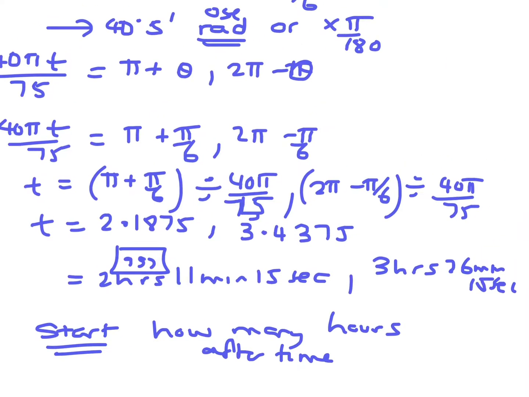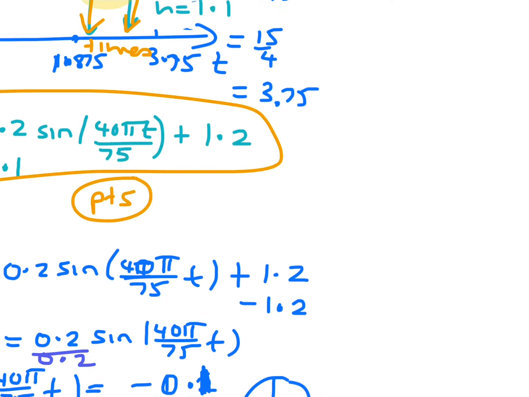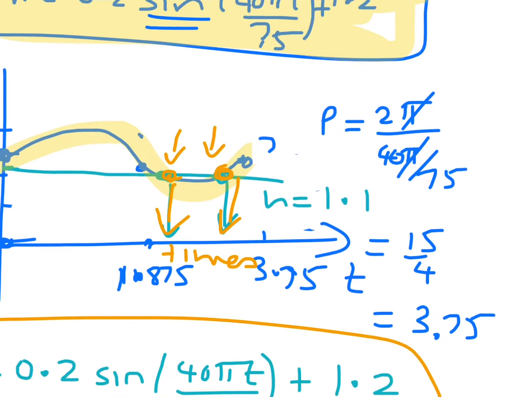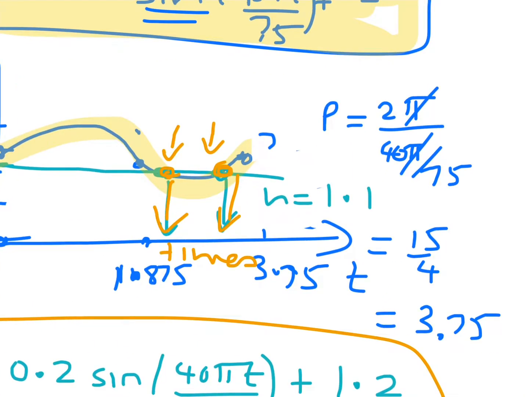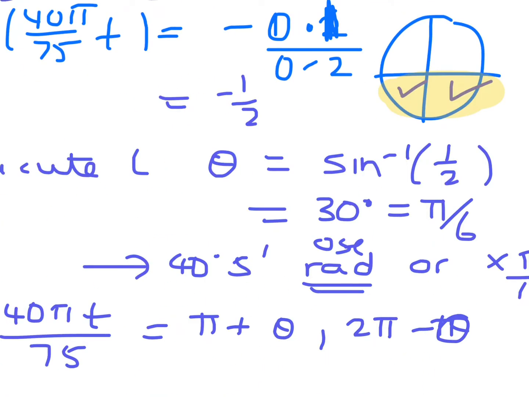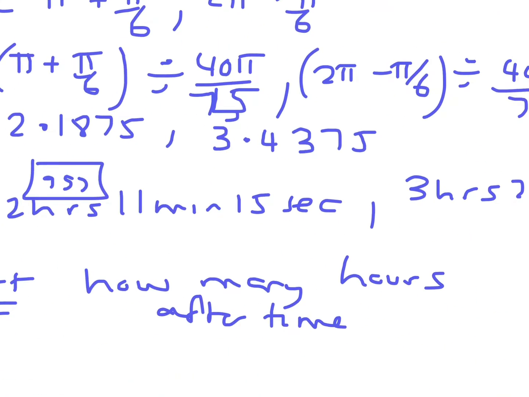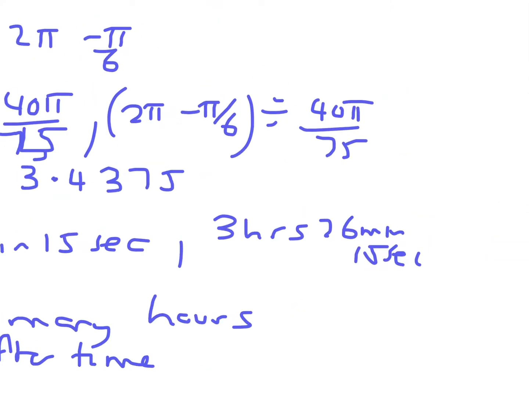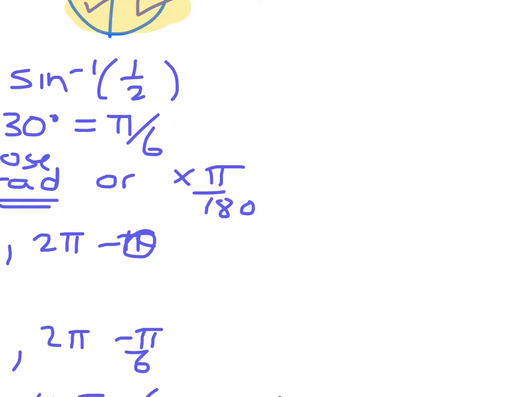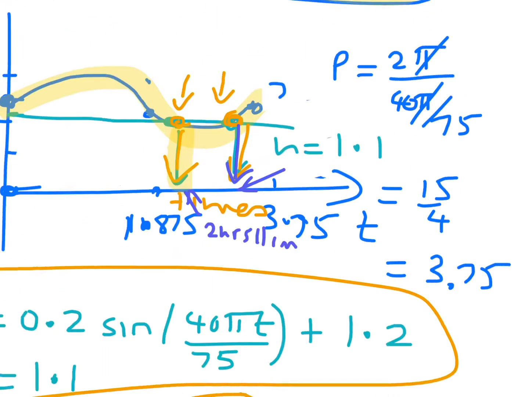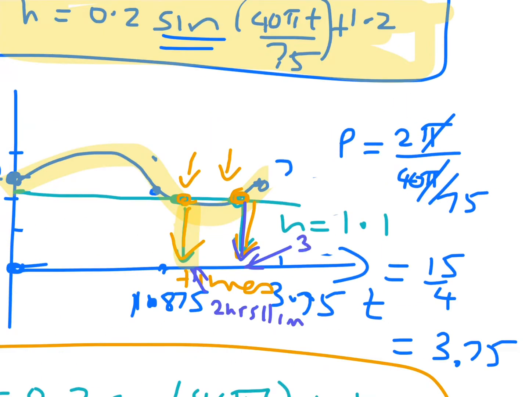Okay, so if you go back to your graph and you look at 2 hours 11 minutes, can you see that that's where it fits in here? So that would be your 2 hours 11 minutes just there. And your 3 hours and 26 minutes, that would be on the graph. Let's go back here. That would be your 3 hours and 26 minutes.